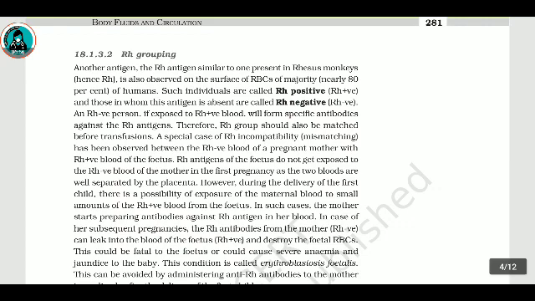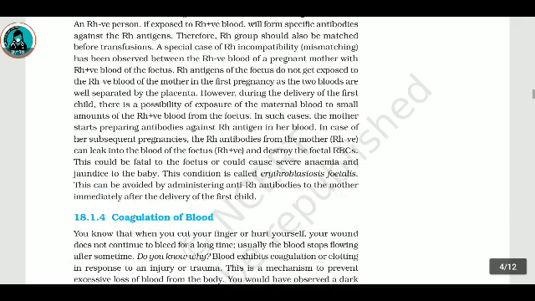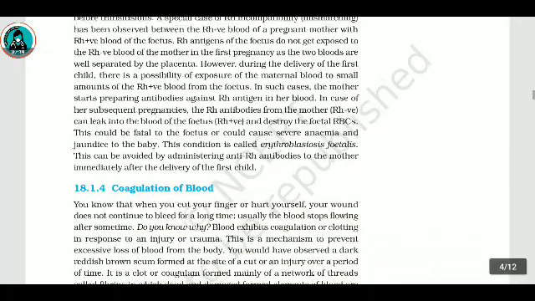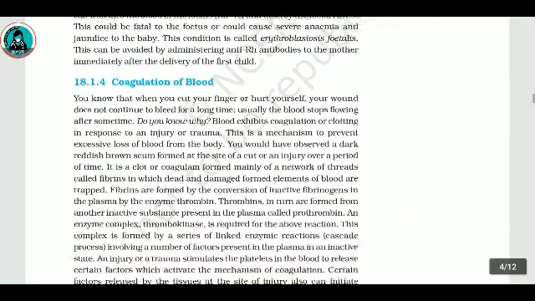In case of her subsequent pregnancies, the Rh antibodies from the mother, who is Rh negative, can leak into the blood of the fetus, who is Rh positive, and destroy the fetal RBCs. This could be fatal to the fetus or could cause severe anemia and jaundice to the baby. This condition is called erythroblastosis fetalis. This can be avoided by administering anti-Rh antibodies to the mother immediately after the delivery of the first child.